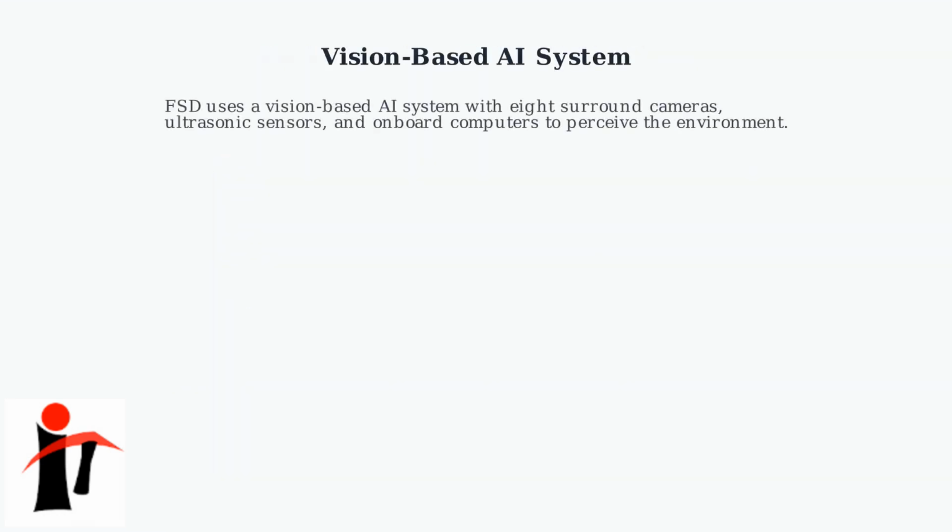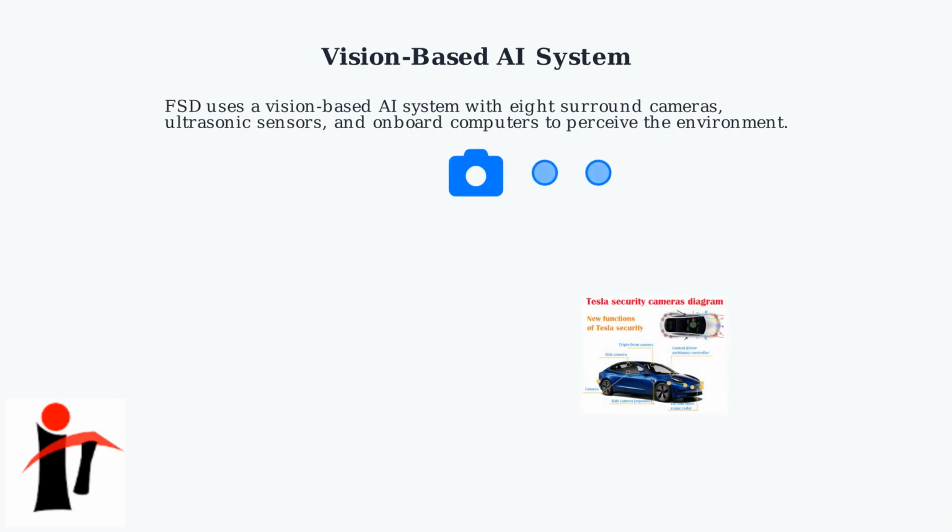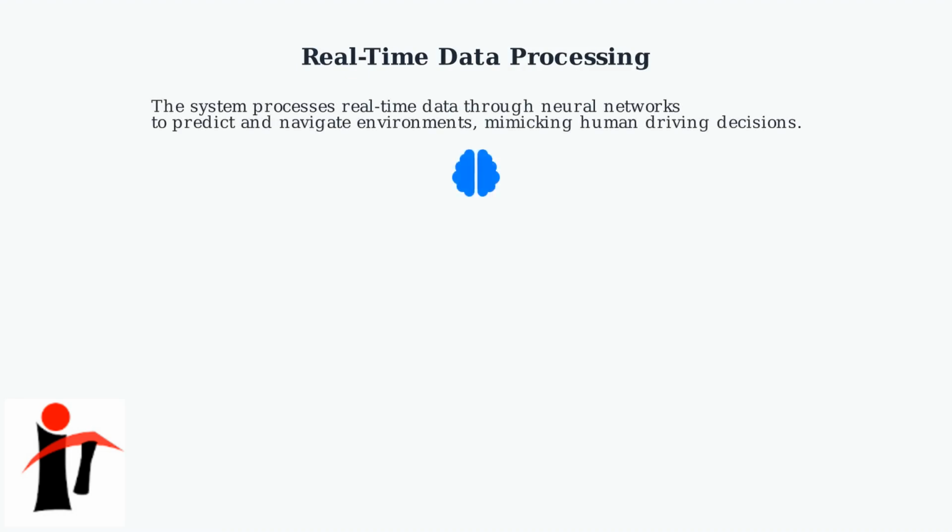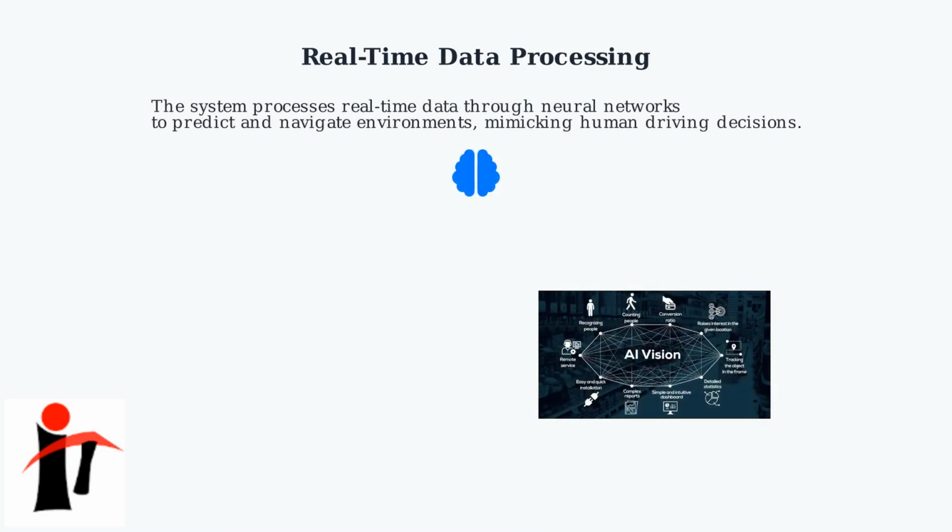Tesla's Full Self-Driving system relies on a vision-based AI approach, utilizing 8 surround cameras to capture a 360-degree view of the vehicle's surroundings. These cameras work alongside ultrasonic sensors that detect nearby objects and powerful onboard computers that process all this information in real time. Through advanced neural networks, FSD analyzes the camera and sensor data in real time to make driving decisions. This AI system learns to recognize objects, predict movements, and execute maneuvers like lane changes and turns, effectively simulating experienced human driving behavior.